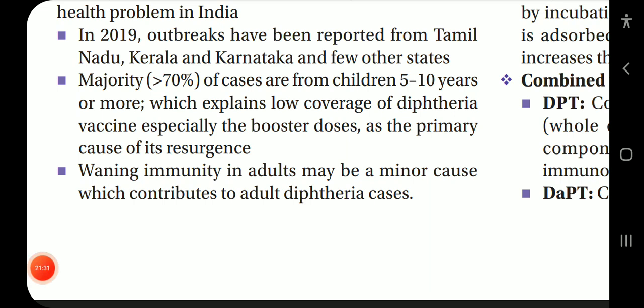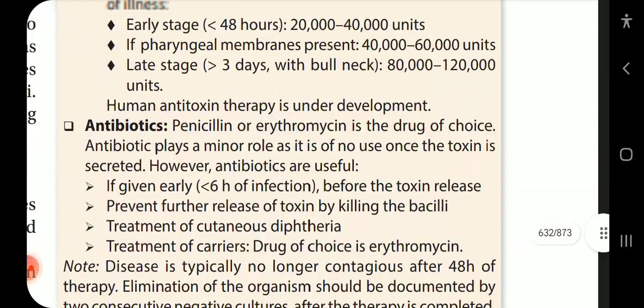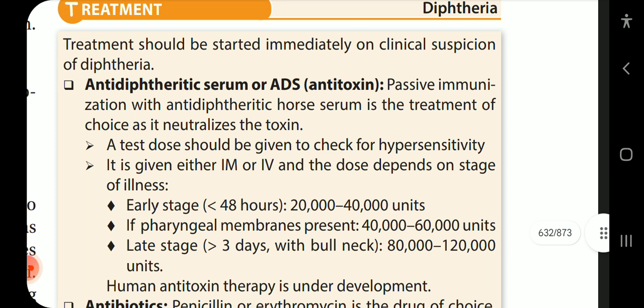Majority, more than 70% of the cases are from children 5 to 10 years or more, which explains low coverage of diphtheria vaccine, especially the booster dose, as the primary cause of its resurgence. Waning immunity in adults may be a minor cause which contributes to adult diphtheria cases. Treatment should be started immediately on clinical suspicion.